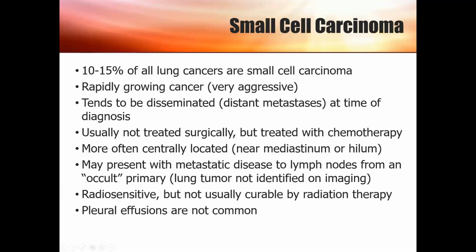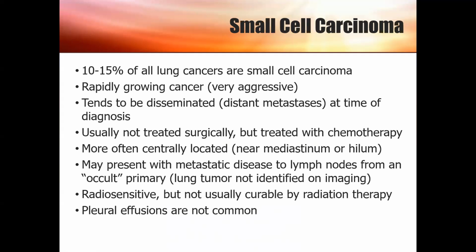Now, small cell carcinomas are pretty much just small cell carcinoma with a few variations, but usually just stated as small cell carcinoma. 10 to 15% of all lung cancers are small cell carcinoma. This is a very aggressive, rapidly growing cancer which tends to disseminate or have distant metastases at the time of diagnosis, which is why it has such a poor survival rate. Small cell is usually not treated surgically, but treated with chemotherapy.